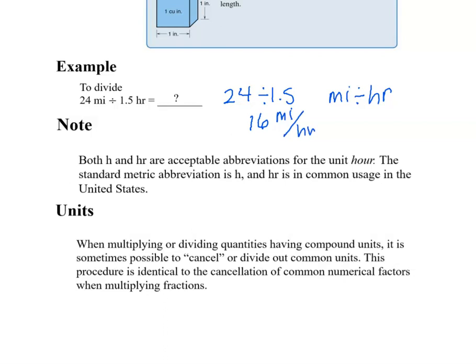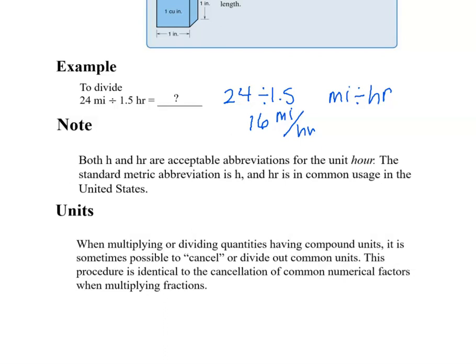And we talked about how the division sign is the same thing as the fraction bar. So both H and HR are acceptable abbreviations for the unit hour. The standard metric abbreviation is H, and HR is in common usage in the United States.